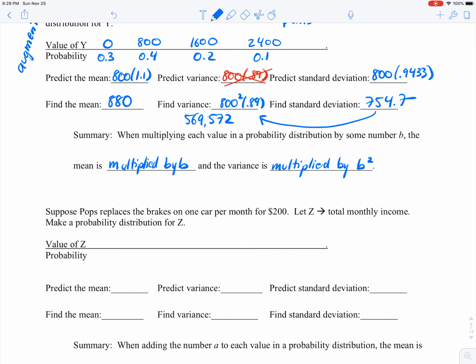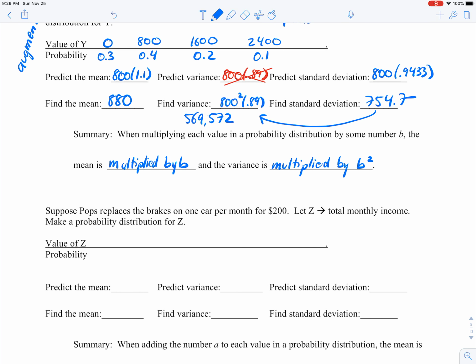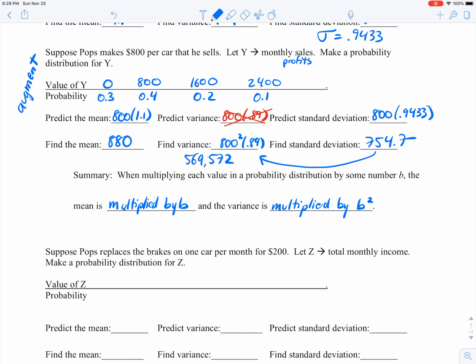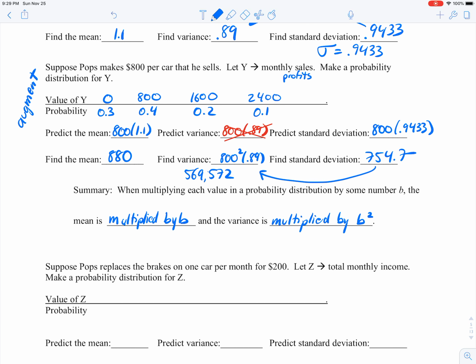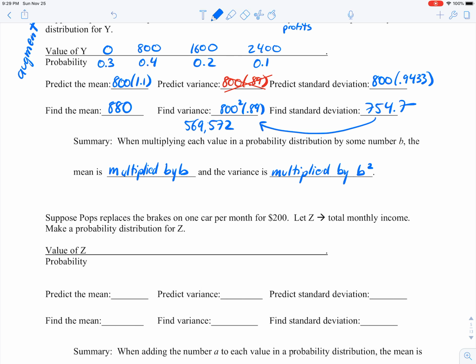Okay, but let's say we want to calculate the total monthly income, not just based on sales, but income for his shop. And let's say he replaces the brakes on one car per month for $200, or this is total monthly income due to his direct labor. So every month he replaces the brakes on one car for $200. What that means is even if he sells 0 cars, he will have an income of $200 because he'll have replaced the brakes on a car. And that, again, happens 30% of the time.